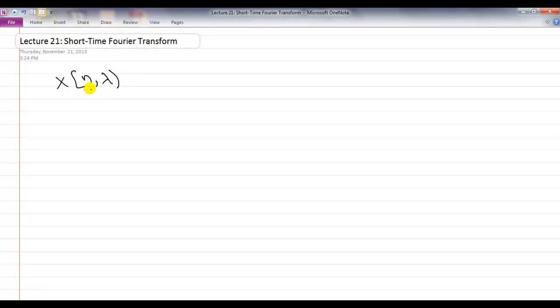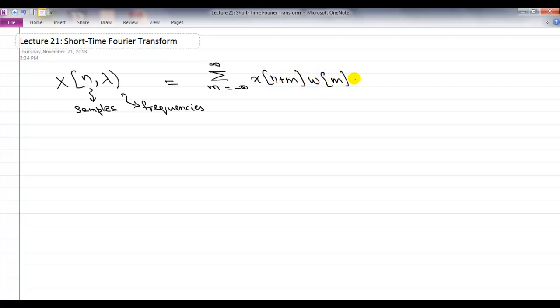This is the time samples, and these are just the discrete frequencies, and that is equal to the sum over m from minus infinity to infinity of x of n plus m, w of m, e to the minus j lambda n. So it's just the Fourier transform of this windowed portion of your signal.